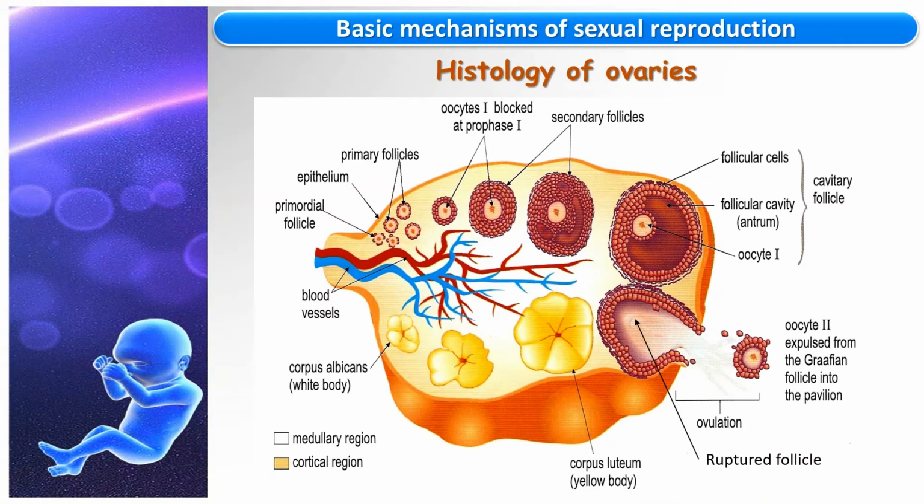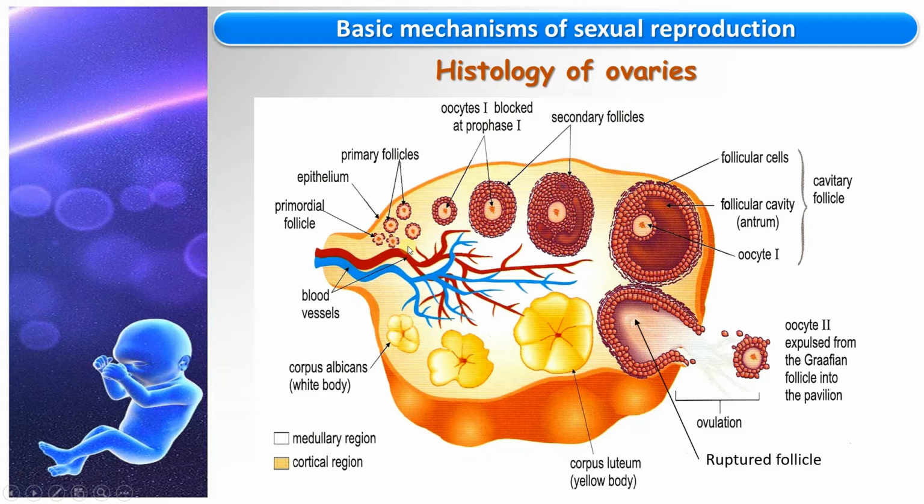Now, let's study the histology of ovaries. If we examine a section of an ovary after puberty, we observe structures called follicles of different sizes, and these are the different types of follicles. While if we examine the ovary before puberty, we only find the smallest type of follicles, the primordial follicles, that are at the origin of the other types.